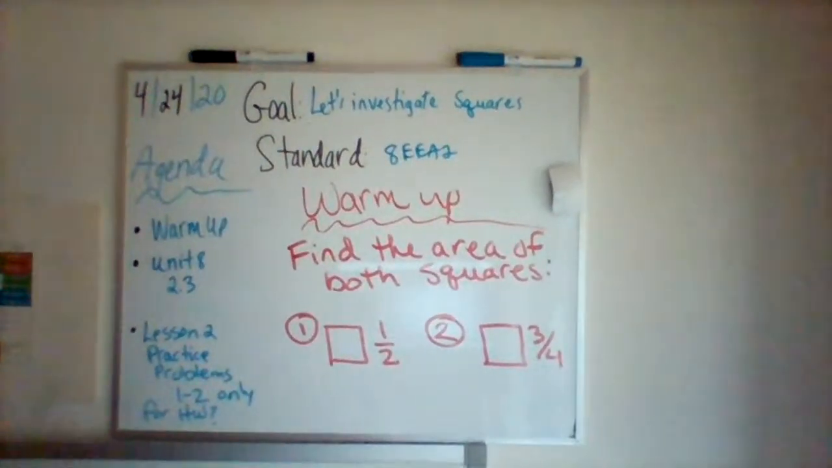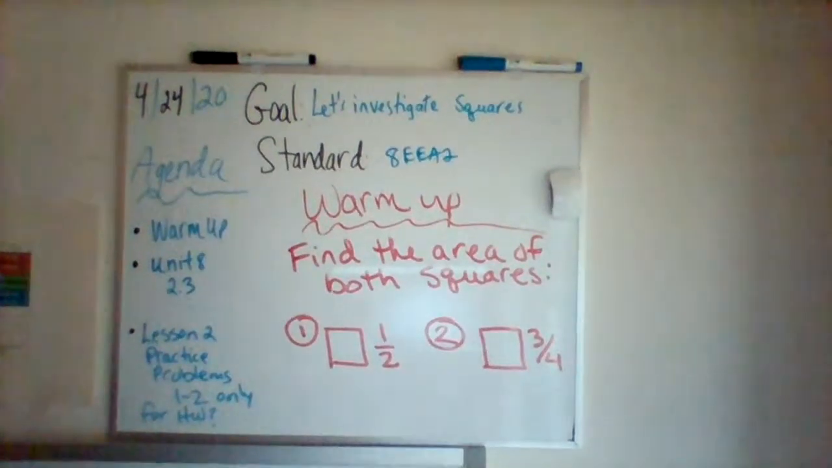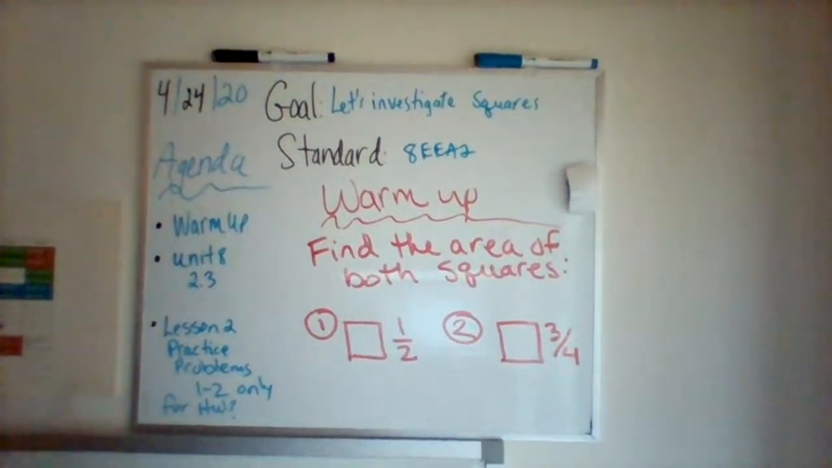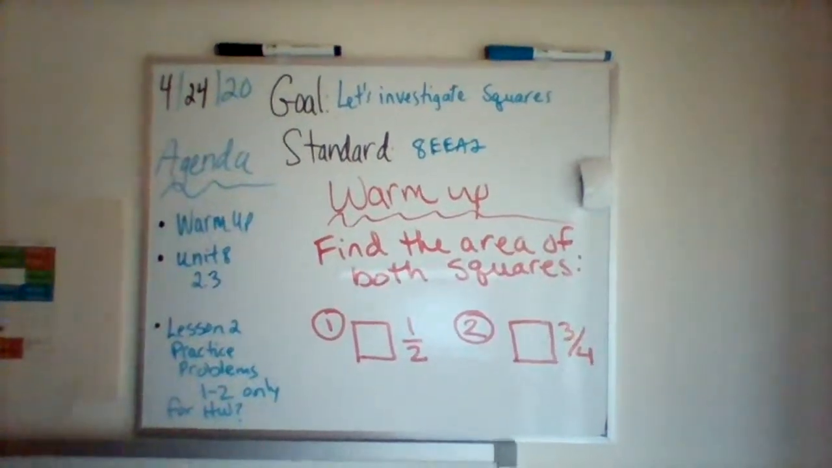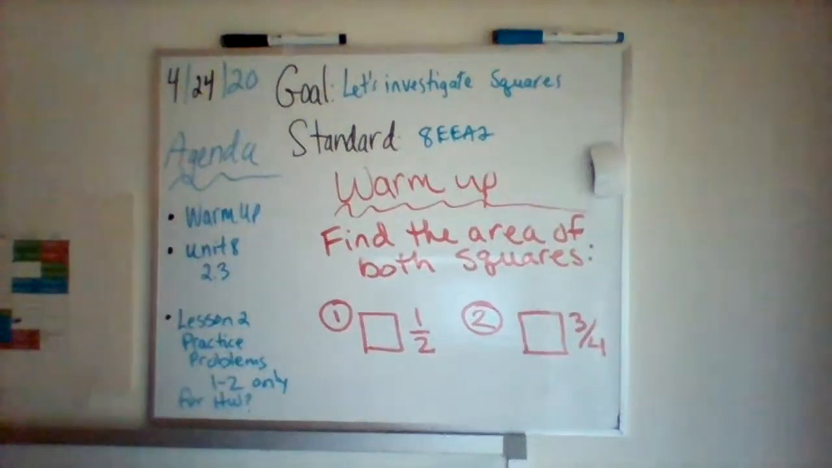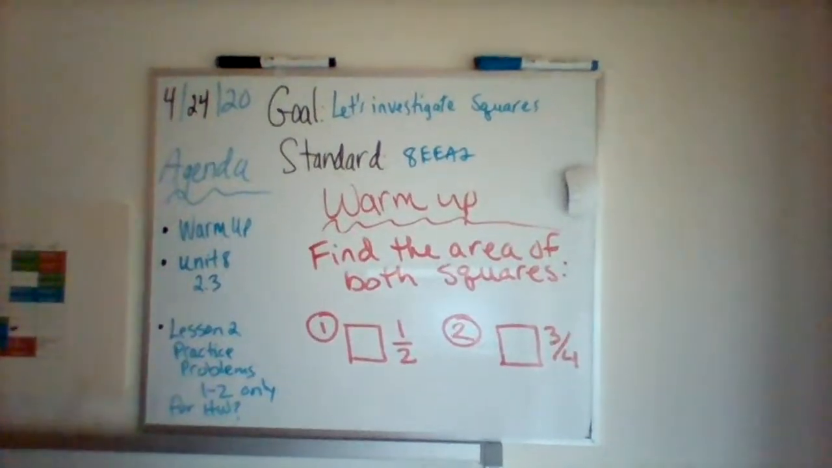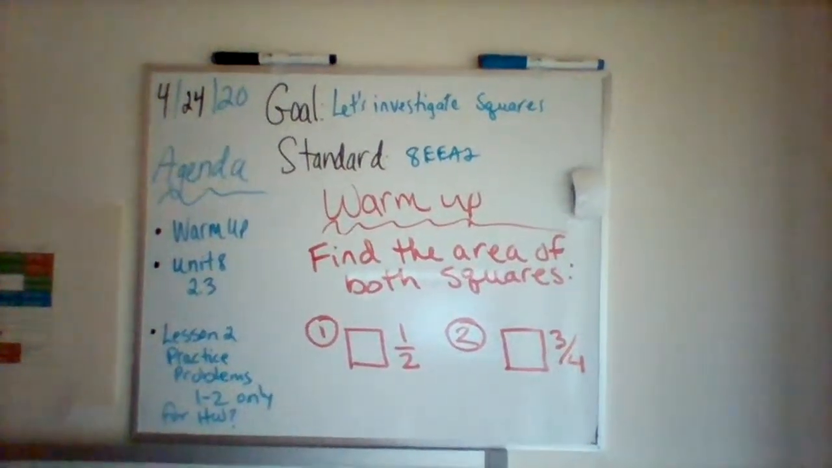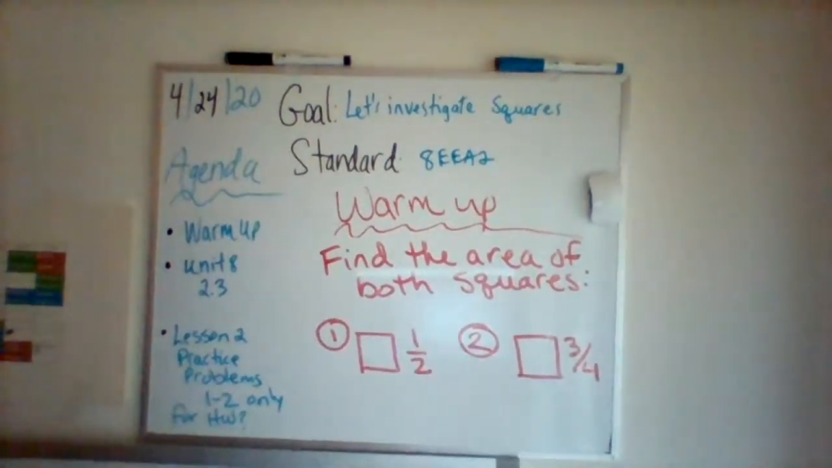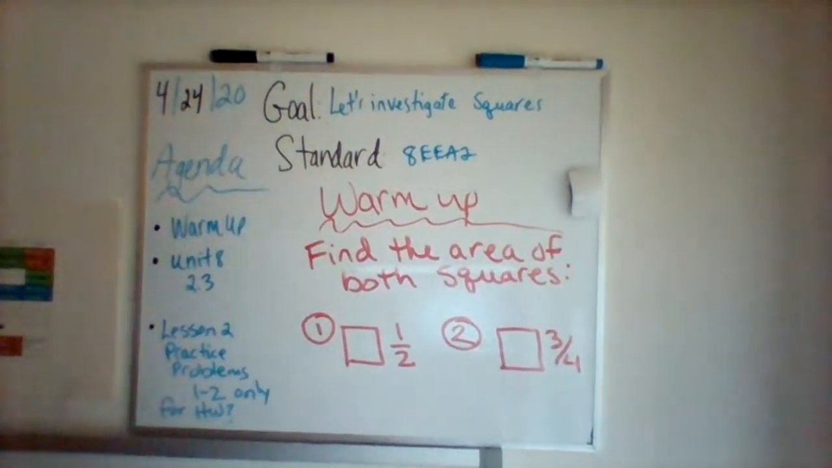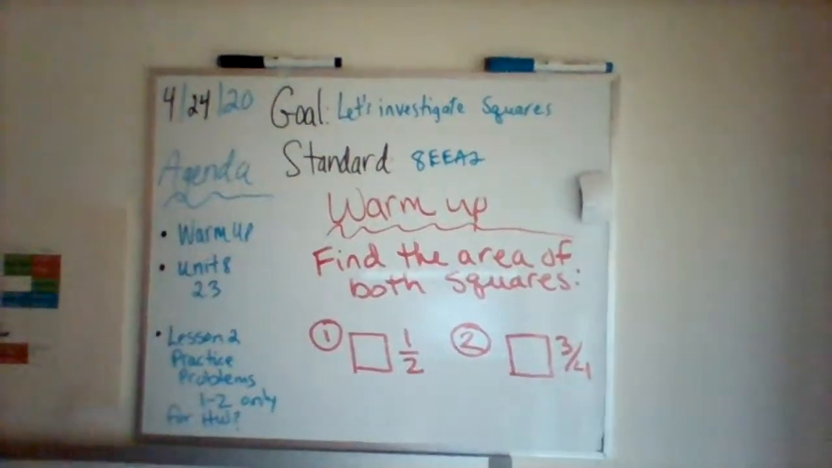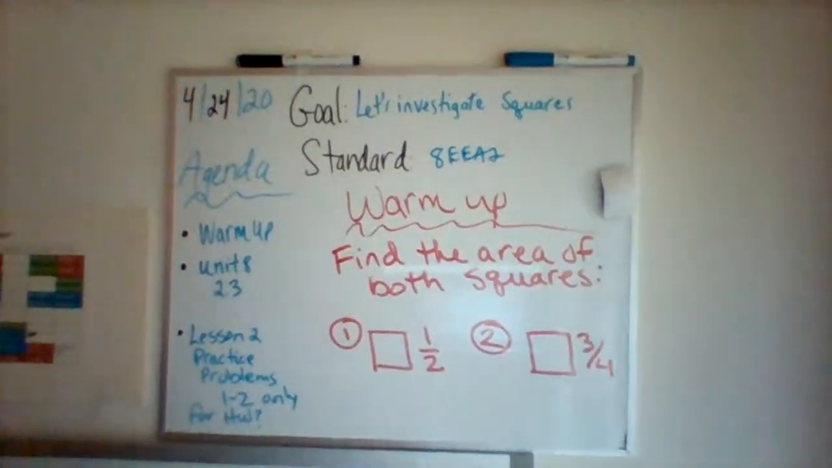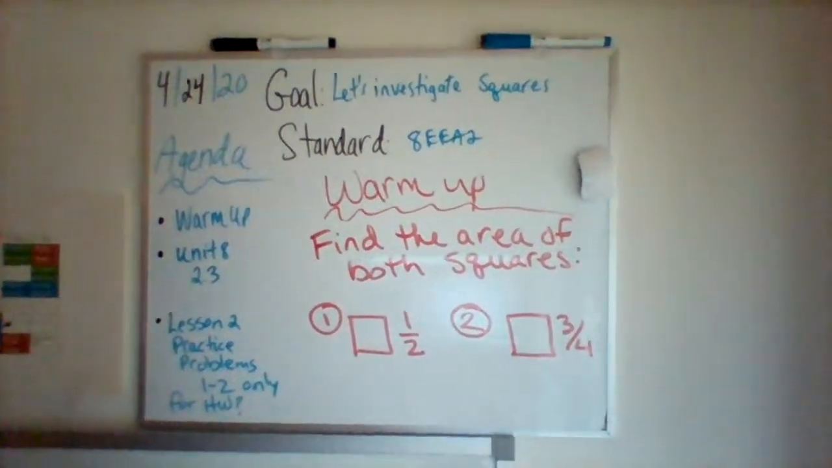Today we go over our first task from Unit 8. We're going to start with the warm-up that helps us prepare. I have 2 squares with different side lengths. I need you to calculate the area for each square, please. And then we'll start talking about your work. On 2.3.